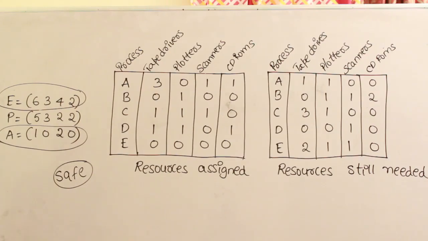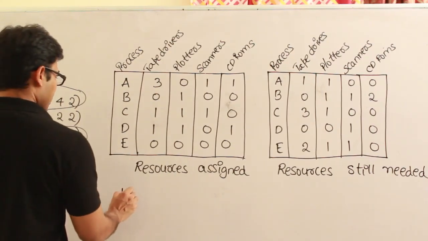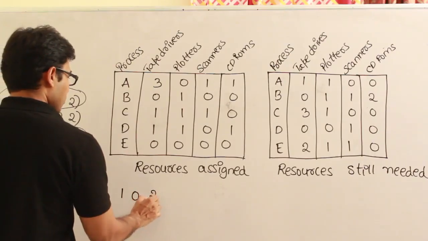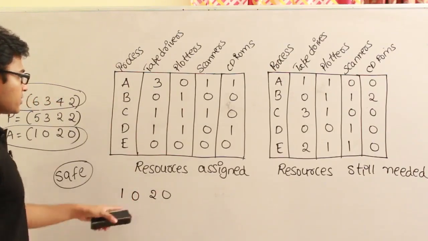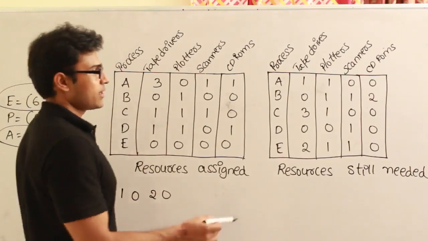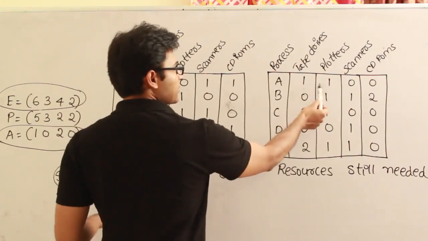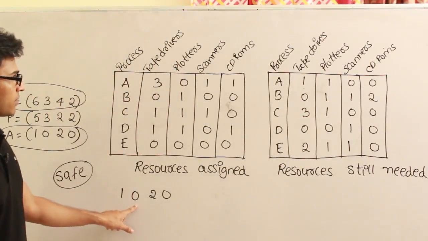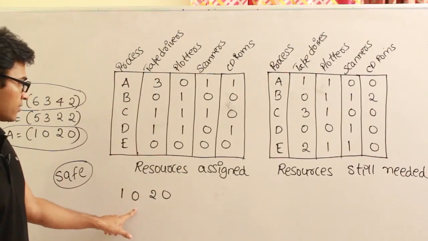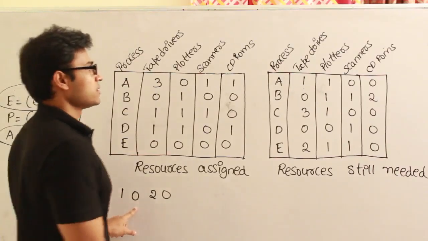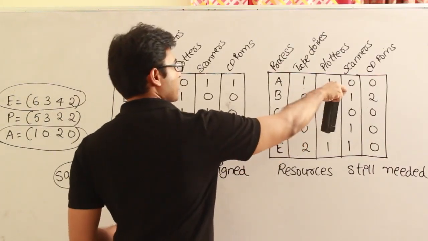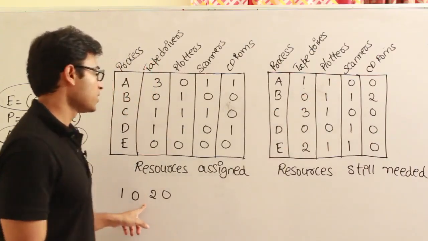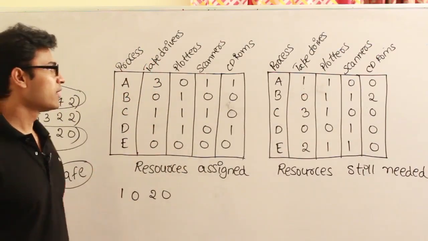Now availability is 1020, isn't it? Availability is 1020. Now with this 1020, can you satisfy any of the needs? Can you satisfy 1100? Not possible, because the number of plotters required by A is 1, but then you have 0, therefore you cannot satisfy the need of A.